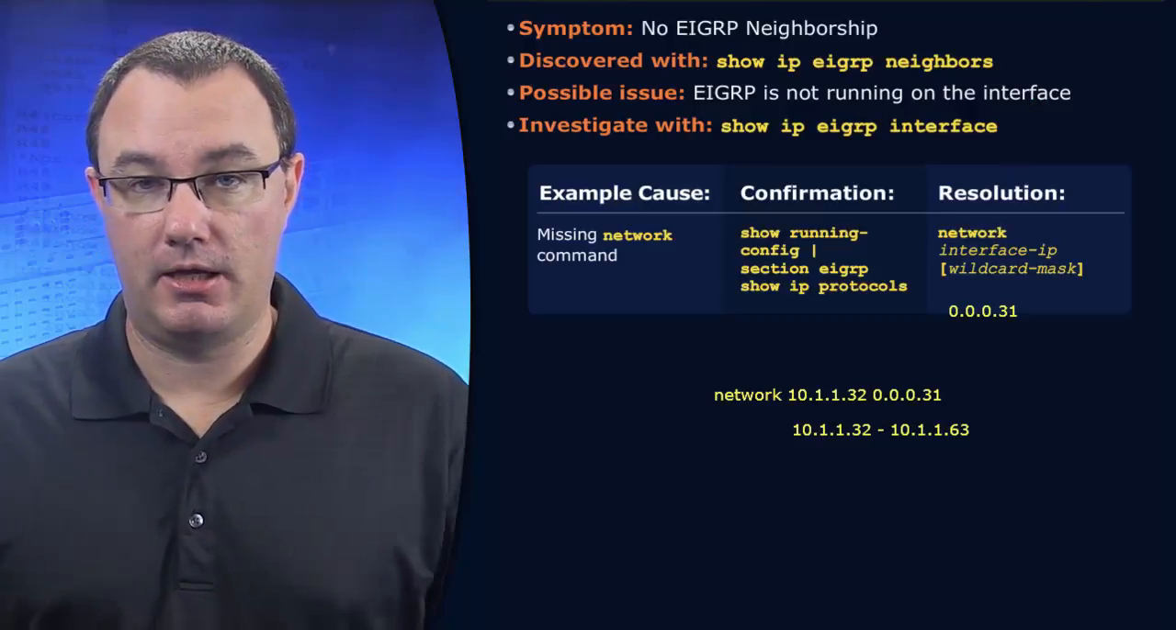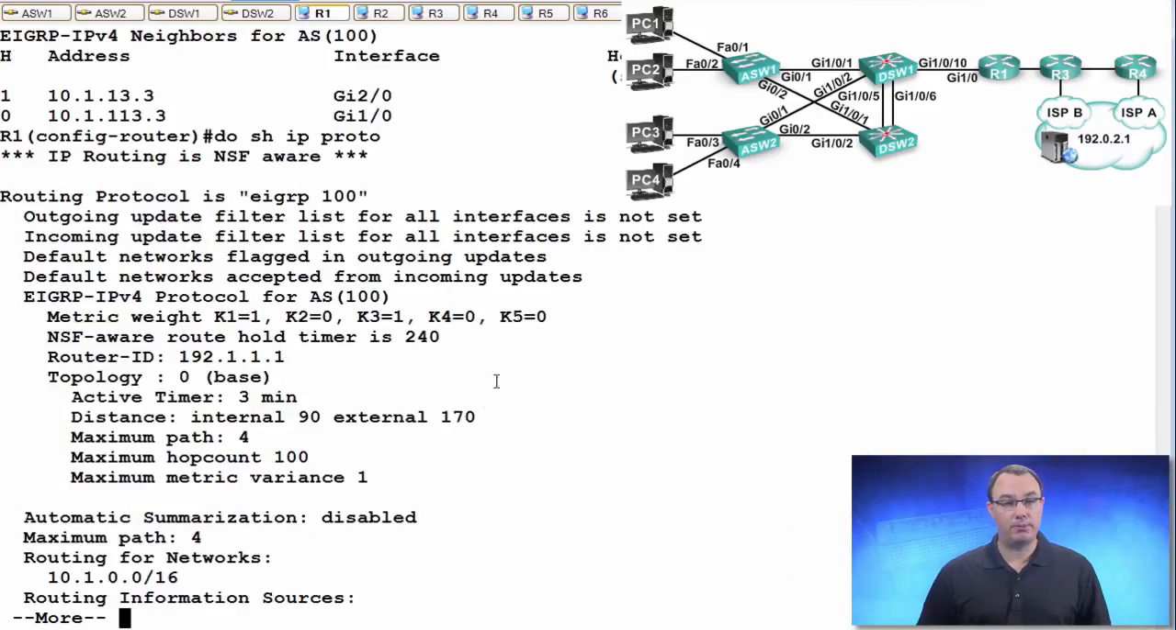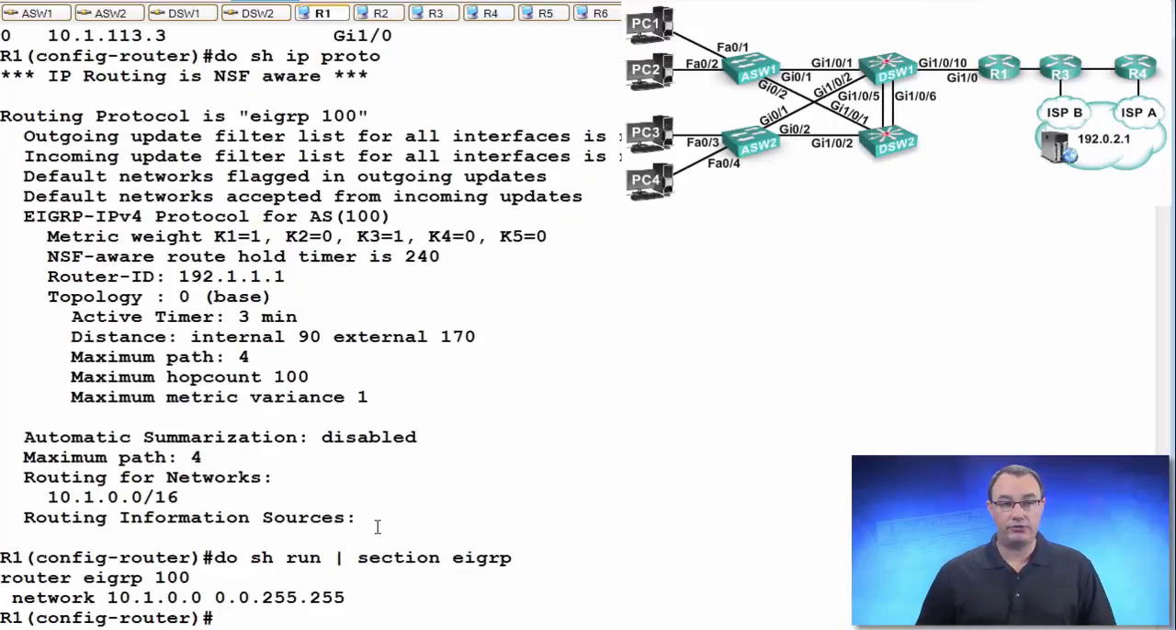Okay. Now, if we want to be confident in our network commands, we do a show ip protocols. Show ip protocols tells us the network commands that we have enabled right there. The running config will also show that. And the /16 is an indication that a wildcard mask of 0.0.255.255 is enabled. I happen to know that because I've configured this router myself. But let's just do a section EIGRP, and you'll see my mask that I've supplied.